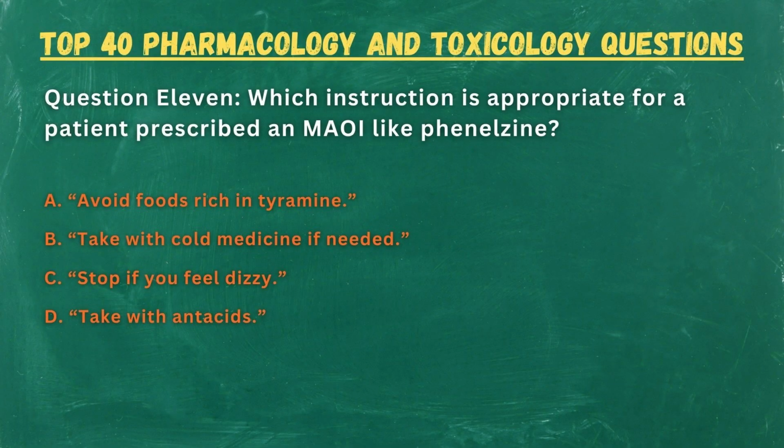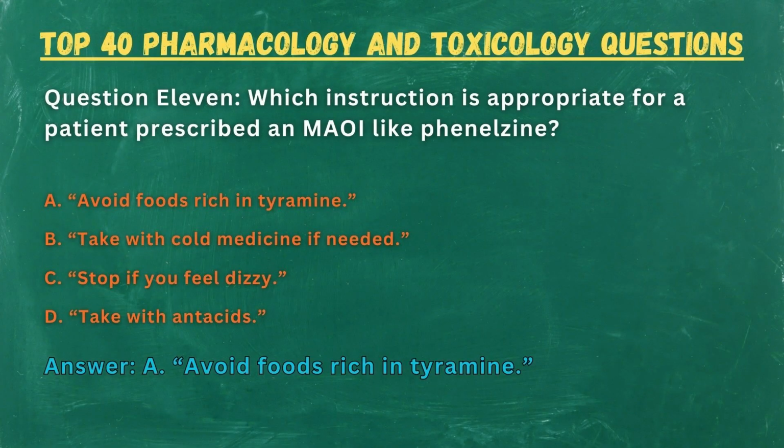Question 11. Which instruction is appropriate for a patient prescribed an MAOI like phenelzine? A. Avoid foods rich in tyramine. B. Take with cold medicine if needed. C. Stop if you feel dizzy. D. Take with antacids. Answer: A. Avoid foods rich in tyramine.